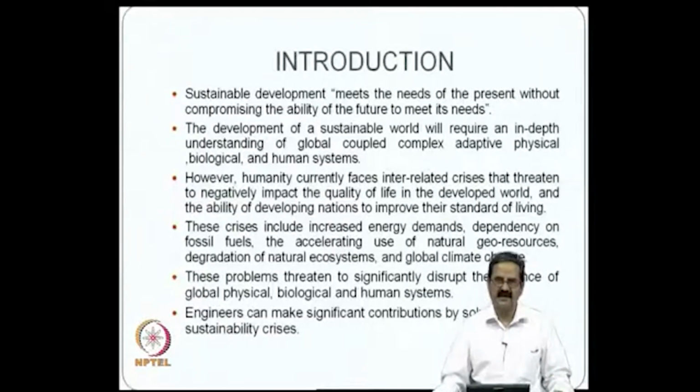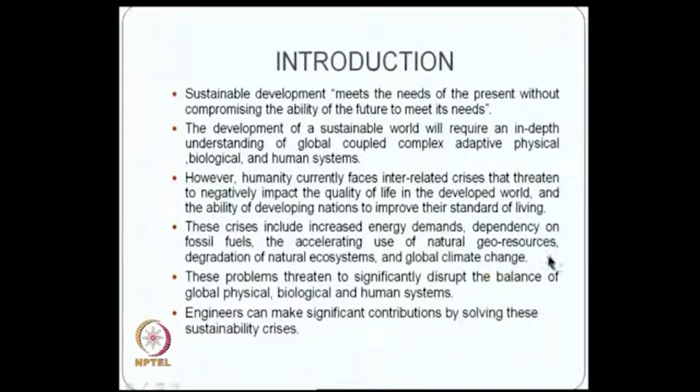Why these things have become necessary is that you have increased energy demands. Energy requirements are too high nowadays, and they depend on fossil fuels. So, there is an accelerated use of natural georesources, degradation of natural ecosystems and global climate change. These problems threaten to significantly disrupt the balance of the global physical, biological and human systems.